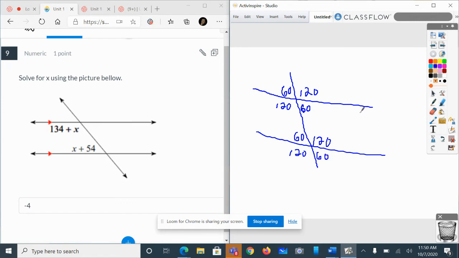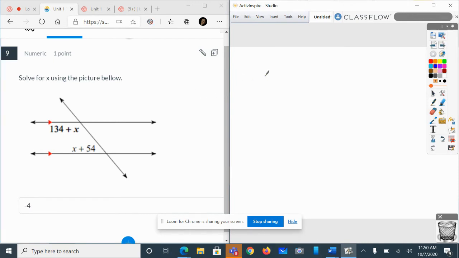Great. So if I look over here, what's the relationship between this angle and this angle? When you add them, it gives you 180. So that's what I'm looking for. So what I'm going to do is set 134 plus x plus 54 equals 180. Then I'm going to solve it.